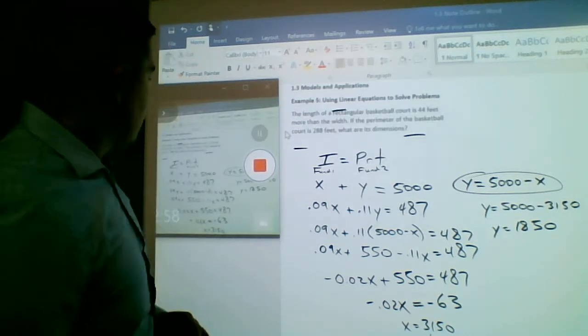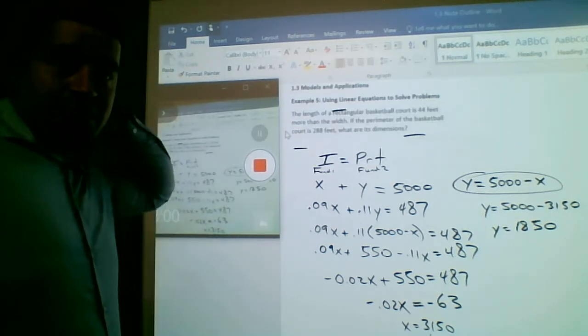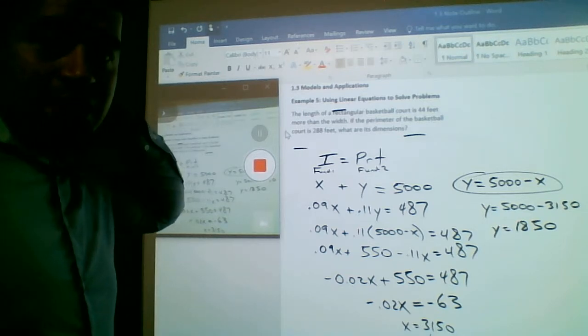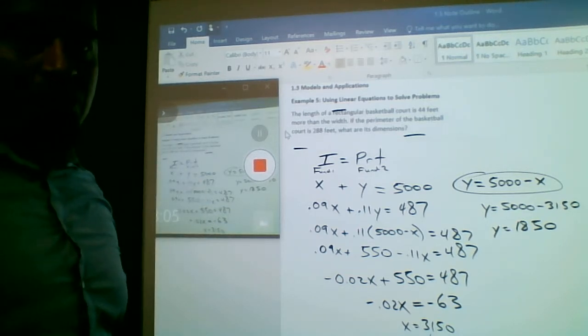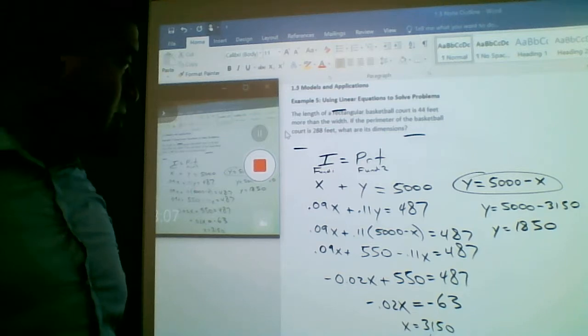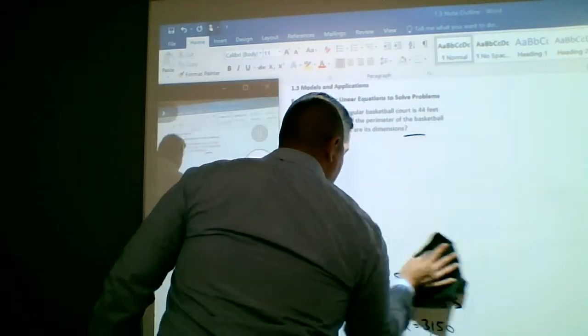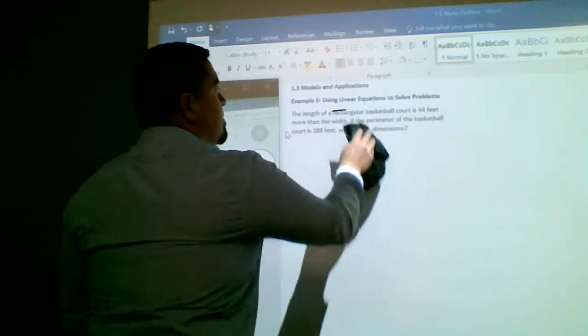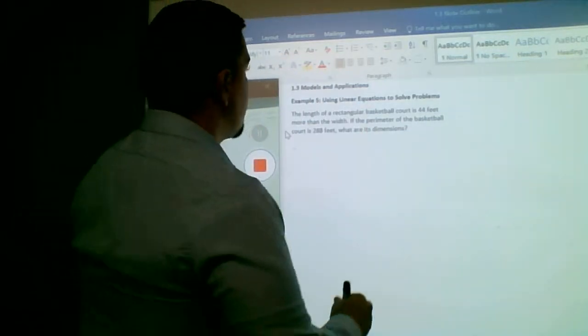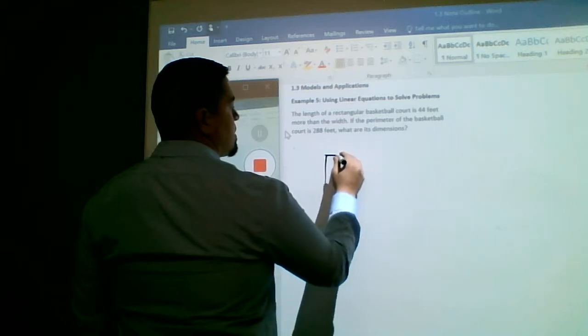Okay, so example 5 says the length of the rectangular basketball court is 44 feet more than the width. If the perimeter of the basketball court is 288 feet, what are its dimensions? Okay, so here a good idea would be to draw it, probably good to do that.